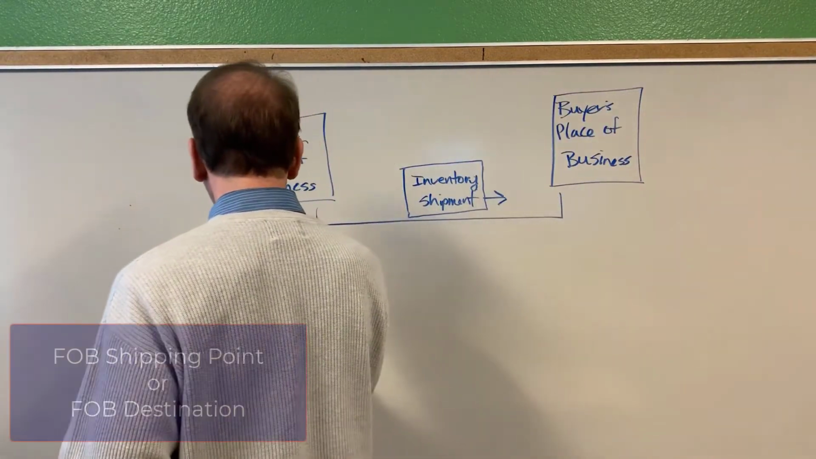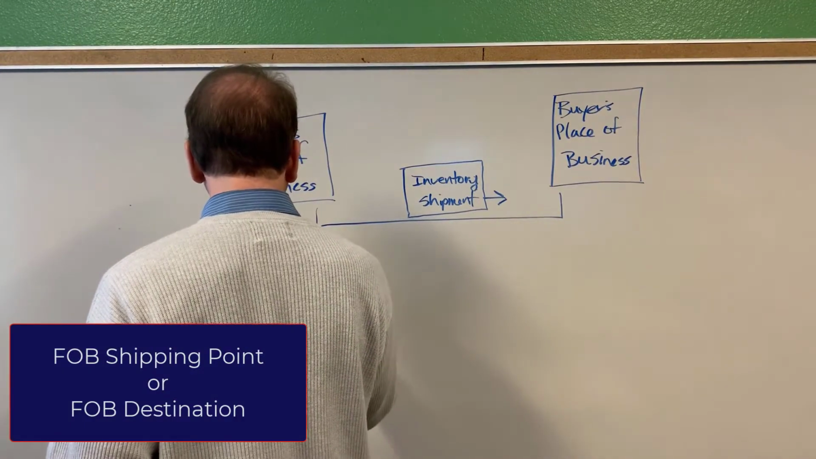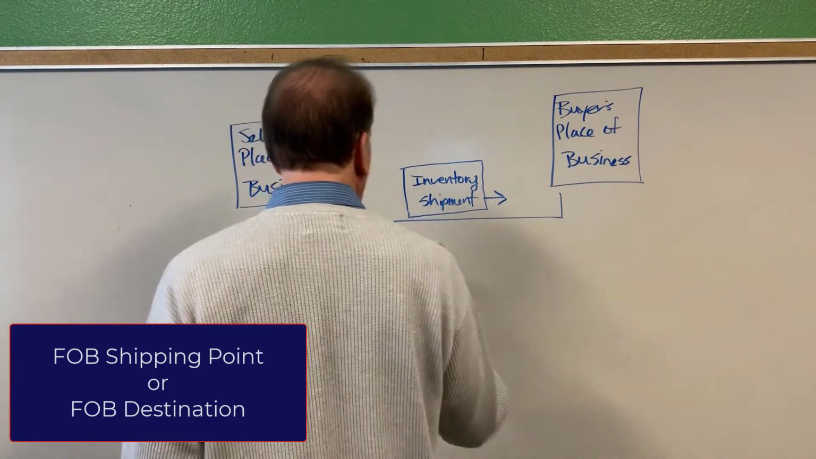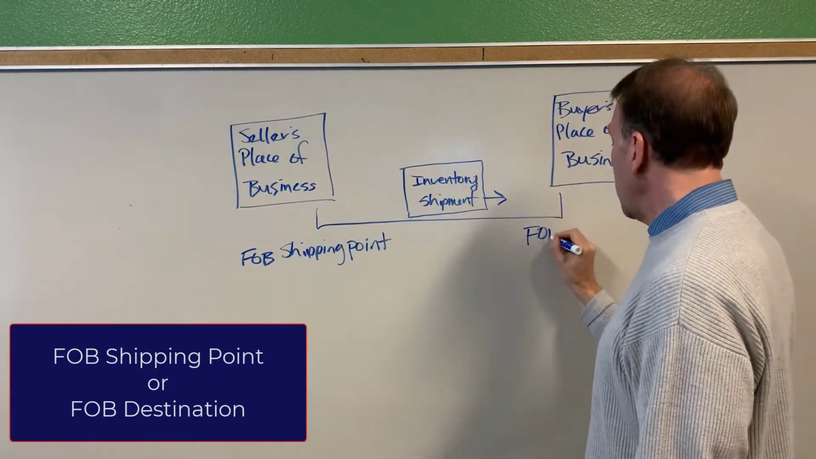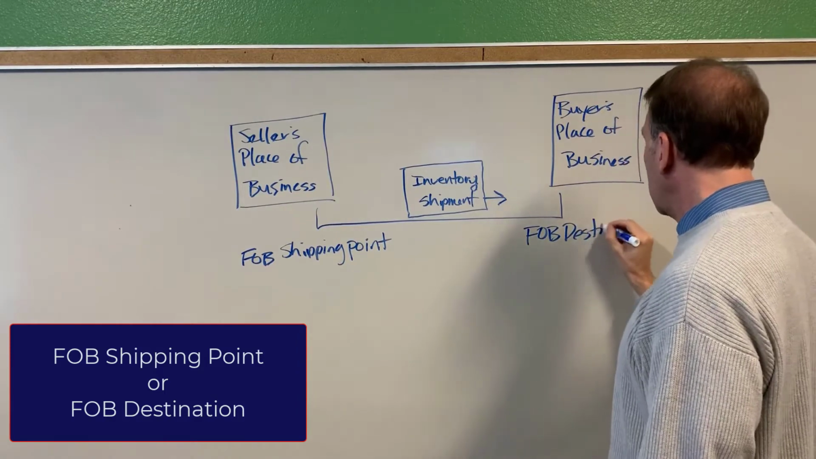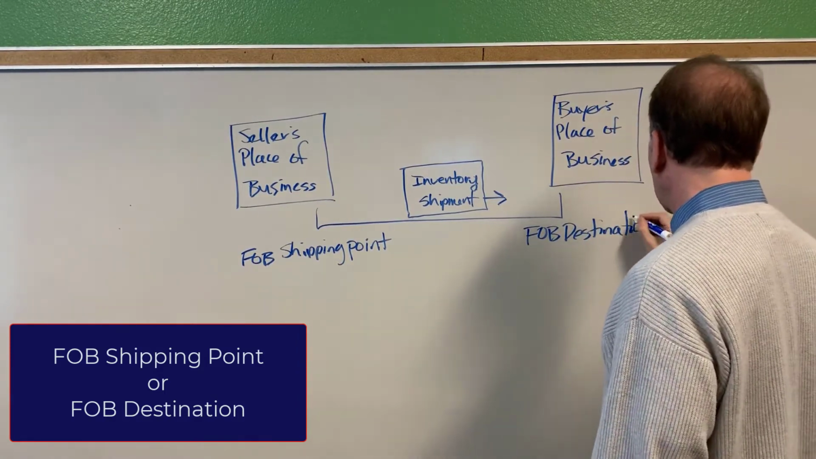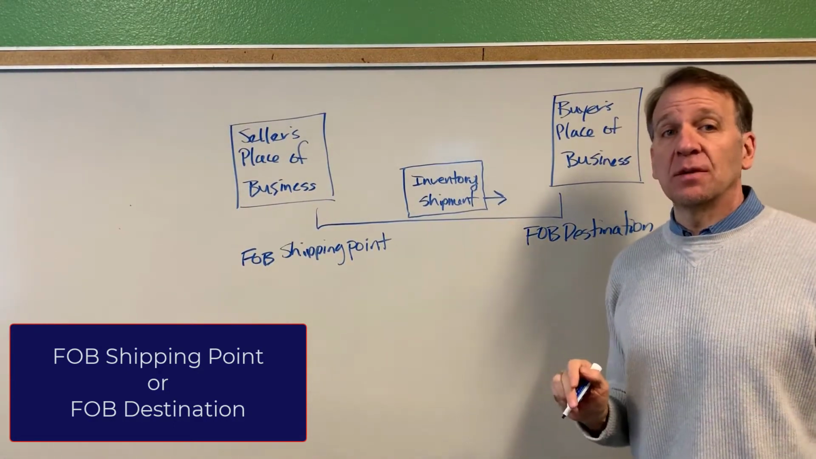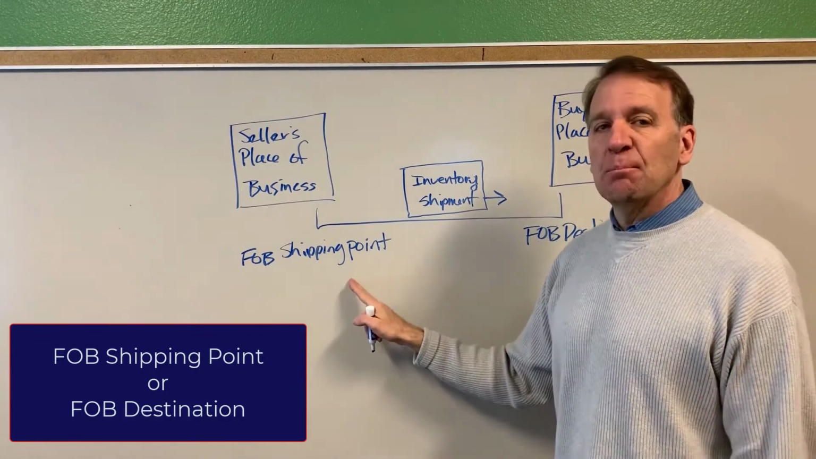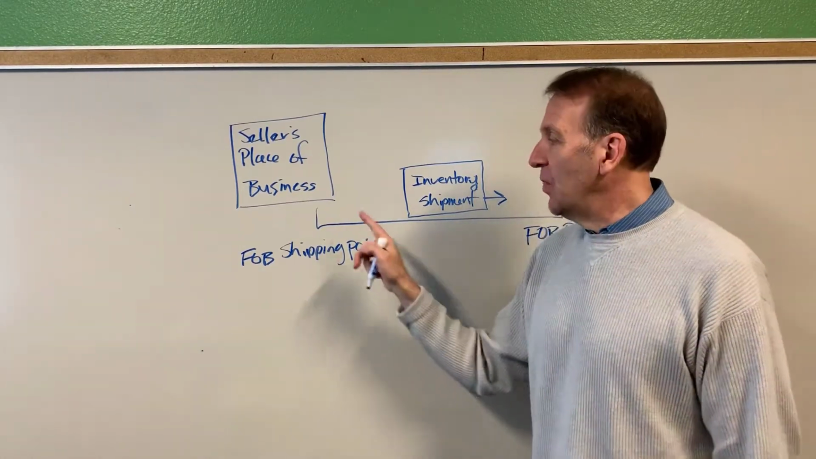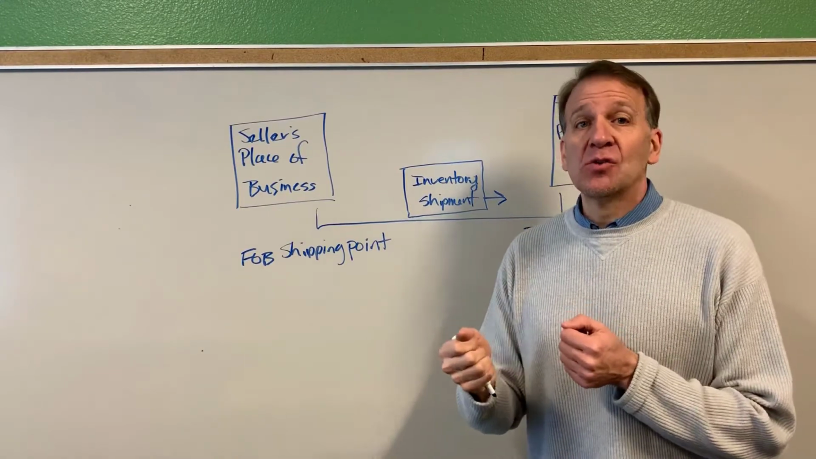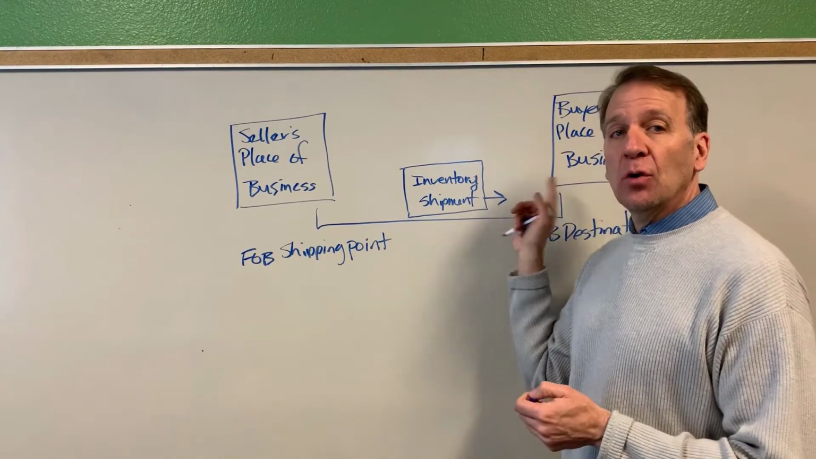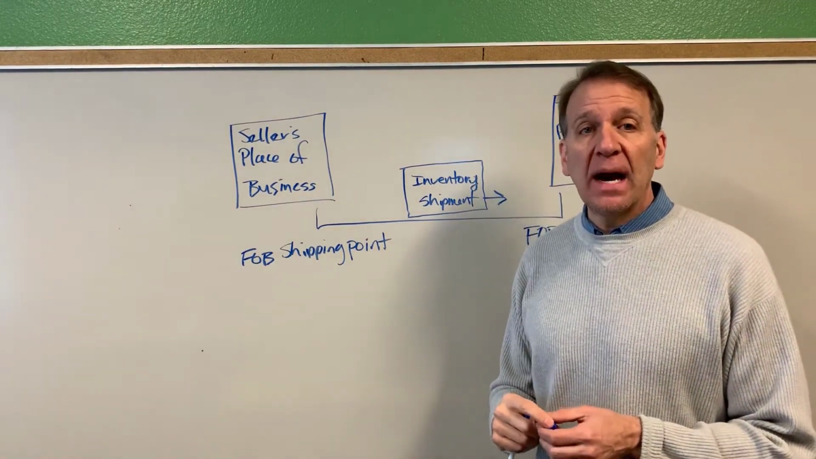First of all, we have something called FOB, which stands for free on board shipping point, or we have FOB destination. It's going to be shipped one way, FOB shipping point, or the other, FOB destination. If it's FOB shipping point, what that's telling us is that's when it's exchanging hands. So that means if it's FOB shipping point, then the buyer is going to own the inventory. The buyer will own the inventory.